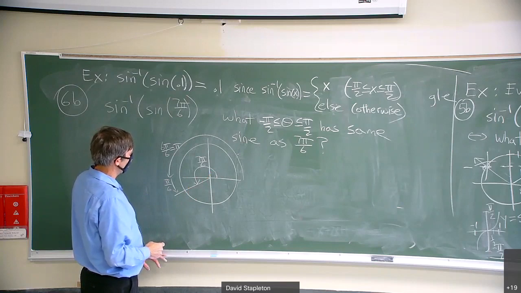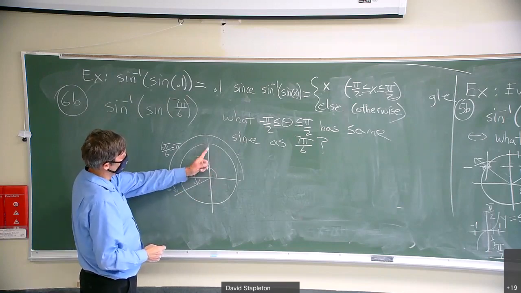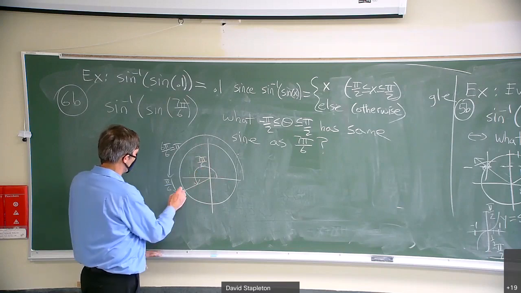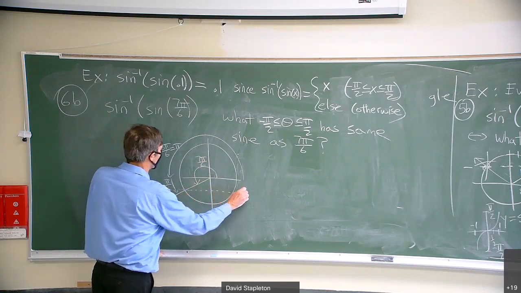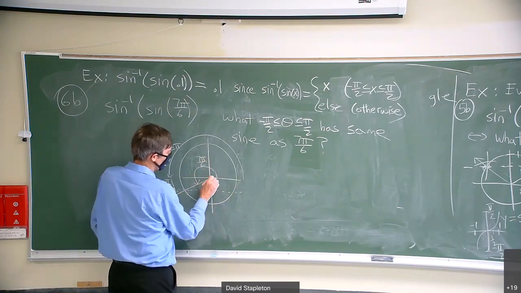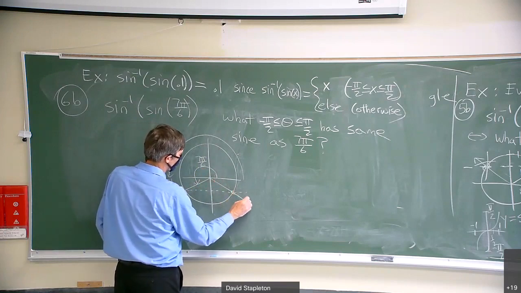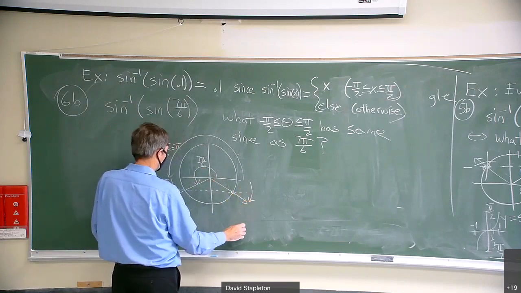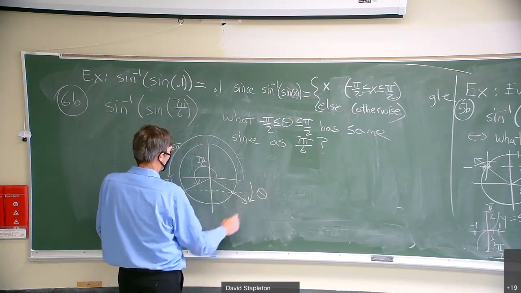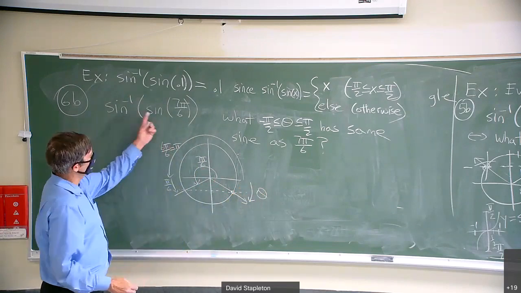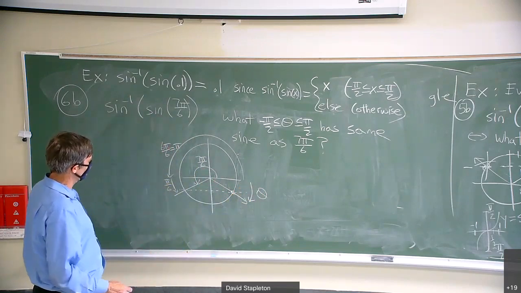And now I say, what angle between here and here has the same sine? Sine is the y coordinate, so it has to have the same y coordinate. So it must be this one right here. This is the angle theta. That's the arc sine of the sine of 7 pi over 6. So what is it?